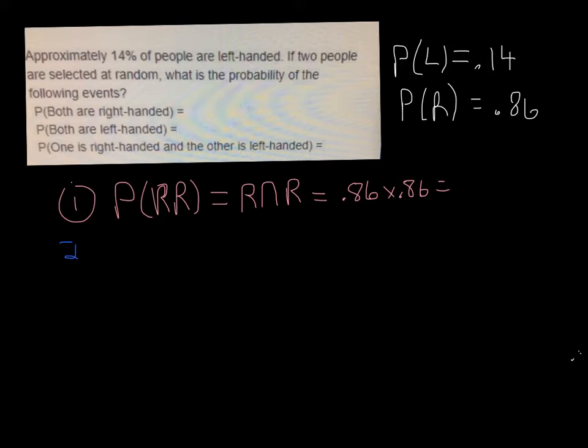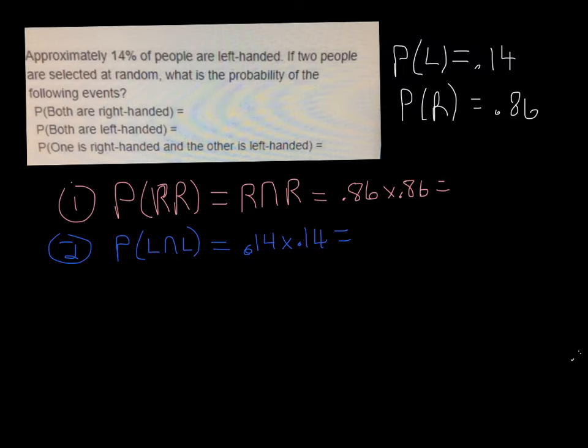For the second question, they're asking that both are left-handed. So again, we're looking for the probability of the first person being left-handed and the second person being left-handed. And so in this case, the AND again means multiply. We're going to use the probability of being left-handed, which is the 0.14, and we're going to multiply that by itself to get the final probability.